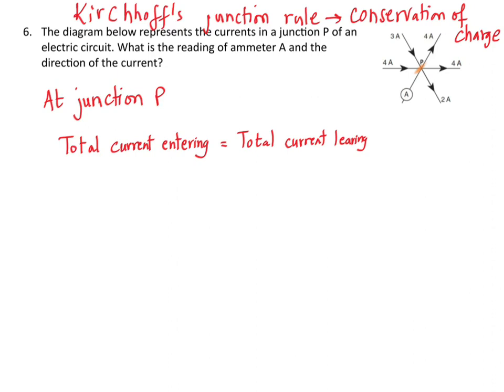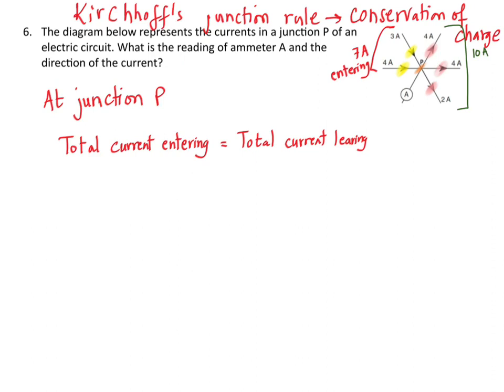Now we want to find the total current entering and total current leaving for the diagram which is given to us. We can see 3 and 4 ampere. Look at the arrow. It's towards P. That means these are the currents which are entering. So that's 7 ampere entering. Now if you look at 4 ampere and 2 ampere, the arrow is going outwards. That means these are the currents which are leaving the junction. And if we add it up, we get that as 10 ampere.